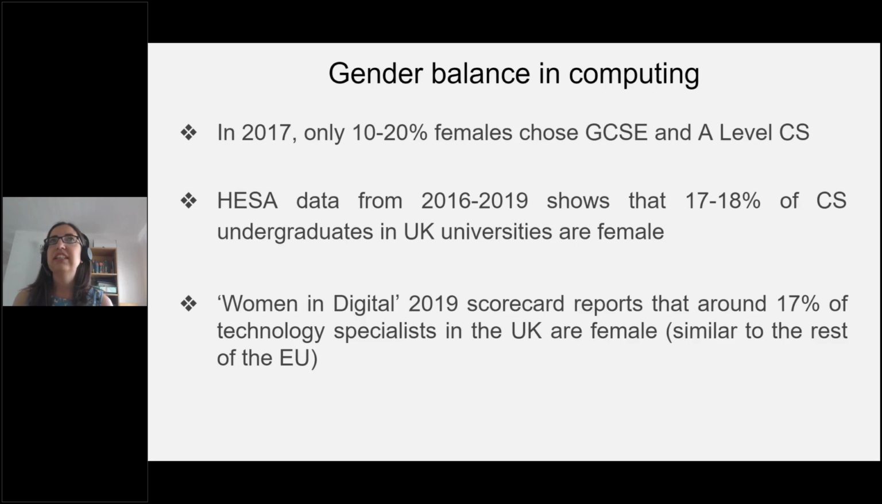And we also know that this is an issue that's not just in Europe, but in the US, in Australia, around the world. So really 17 to 18%, or between 10 and 20%, is not a lot of females within these professions and within these qualifications. So we want to think about how to increase that percentage.